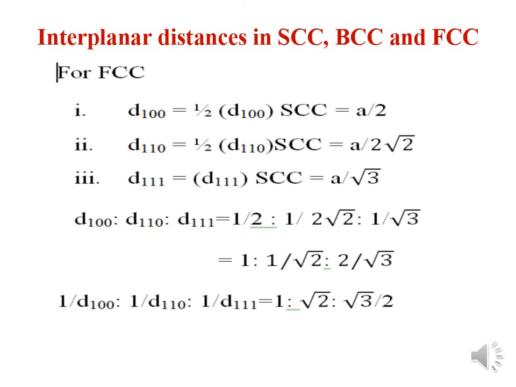Comparing these three interplanar distances for d100, d110, d111 planes, they are 1 by 2, 1 by 2 root 2, 1 by root 3. Again reducing these values, simplified, 1 is to 1 by root 2 is to 2 by root 3. The reciprocals of the interplanar distances for these three planes, 1 by d100, 1 by d110, 1 by d111, are in the ratio 1 is to root 2 is to root 3 by 2.